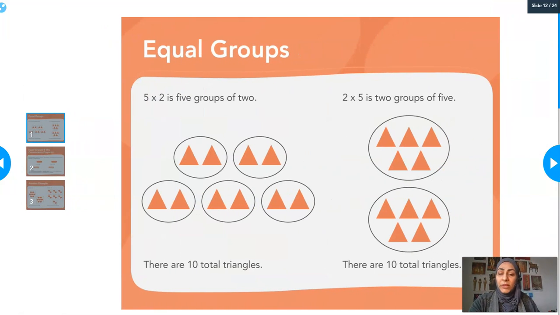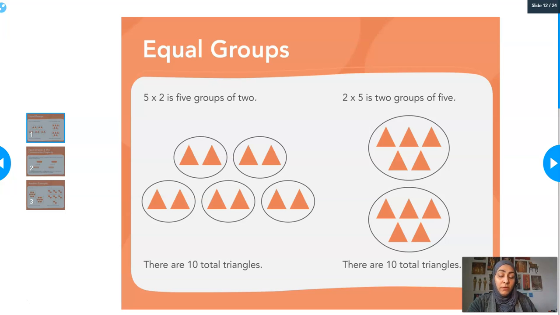Okay, equal groups. Can you see these groups? I have a group. This is one group. The circle means this is a group. And this is another group, another group, another group, and another group. So I see a total of 5 groups. How many triangles in each group? 2. 1, 2 triangles in each group. Now, if I count all the triangles, I get 1, 2, 3, 4, 5, 6, 7, 8, 9, 10. I have a total of 10 triangles.